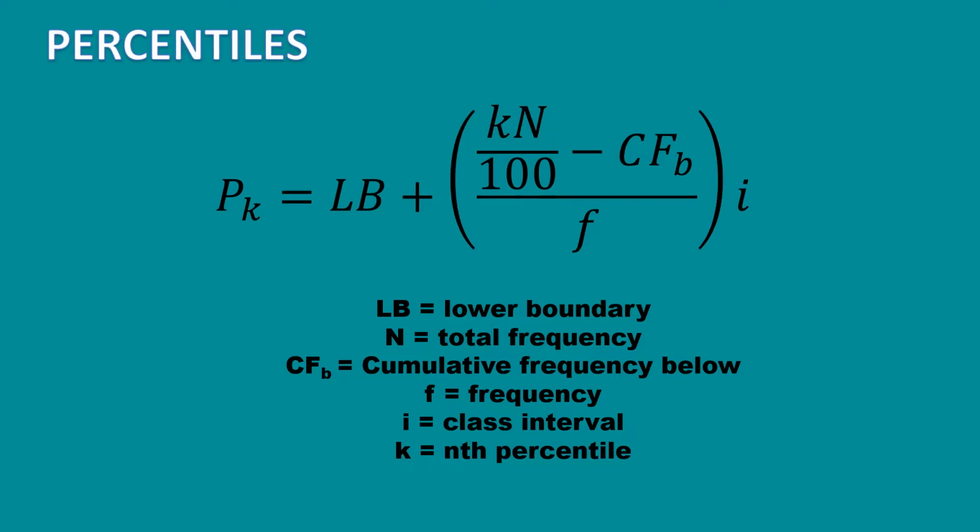Percentiles. The formula for percentiles is P sub k is equal to the lower boundary plus the quantity of k, or the nth percentile, times your n, which is the total frequency, divided by 100, minus the cumulative frequency below, divided by the frequency, times the interval.